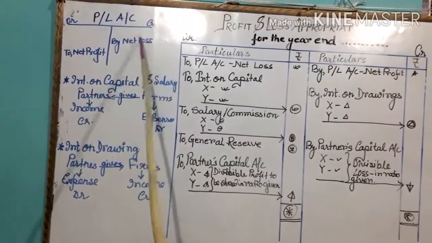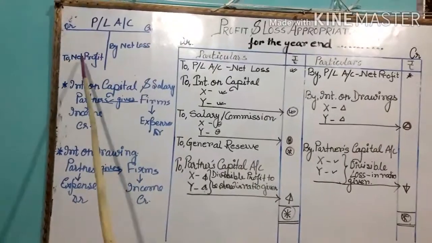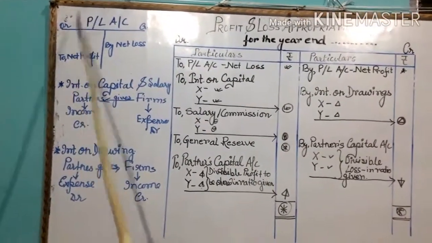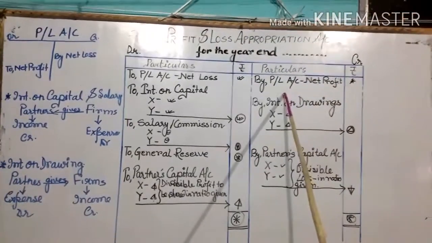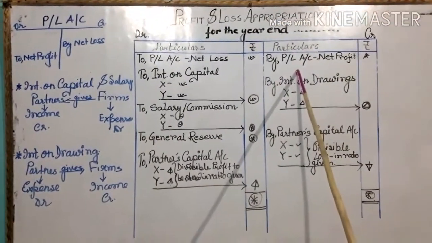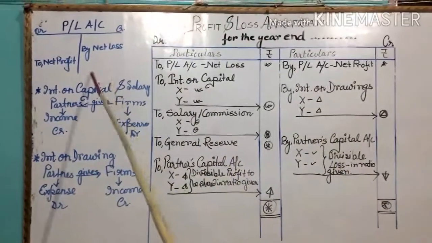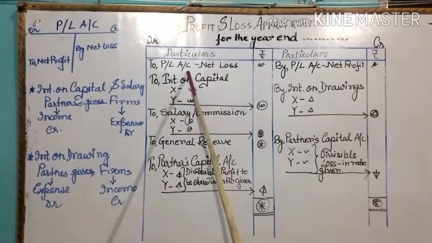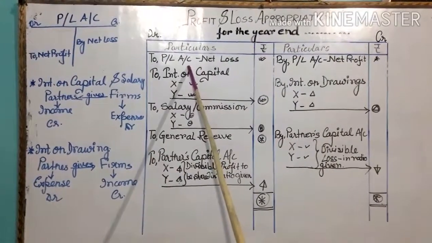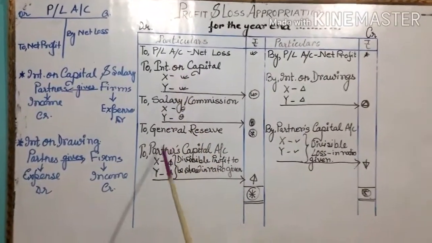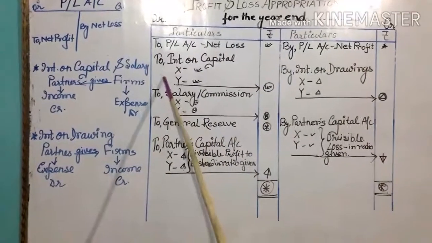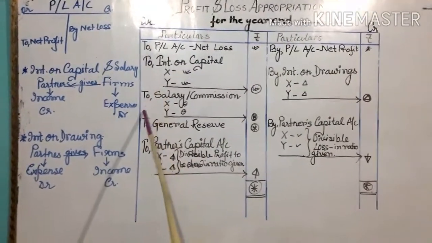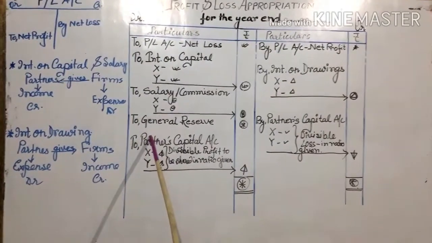It is either net profit or net loss. Now if it is net profit, it will appear on the debit side, so from the debit side, it is posted on the credit side of the profit and loss appropriation account. And if it is net loss, from the credit side, it will be posted to the debit side of the PL appropriation account. Now the items on the debit side, the rest of the items, the 1, 2 and 3, these 3 items: interest on capital, salary and commission, and general reserve.